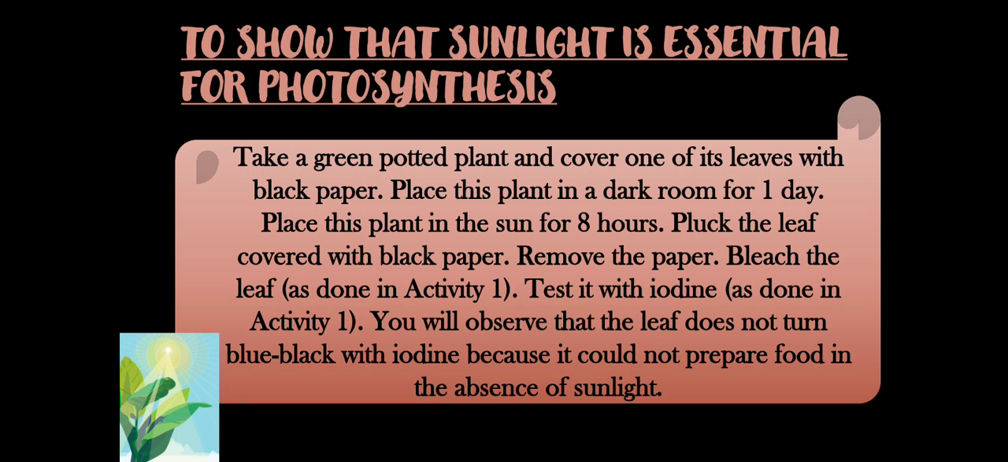To show that sunlight is essential for photosynthesis. As we know, the process of making food by the plant leaves in the presence of sunlight is called photosynthesis. So how will we find that sunlight is essential for photosynthesis? We will do one activity. Take a green potted plant and cover one of its leaves with black paper. Place this plant in a dark room for 1 day and then place this plant in the sun for 8 hours.